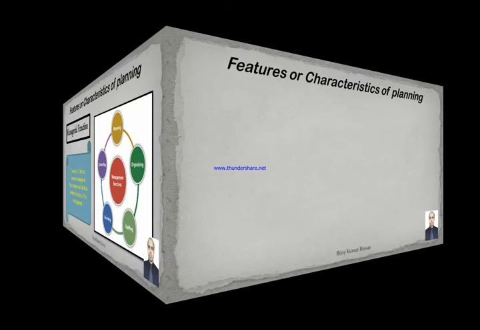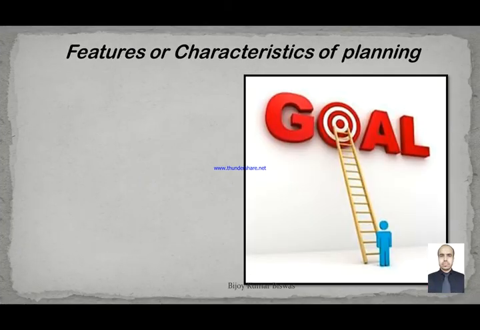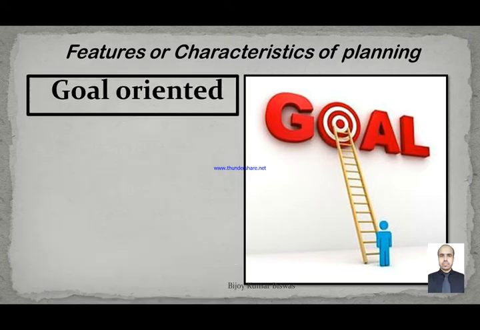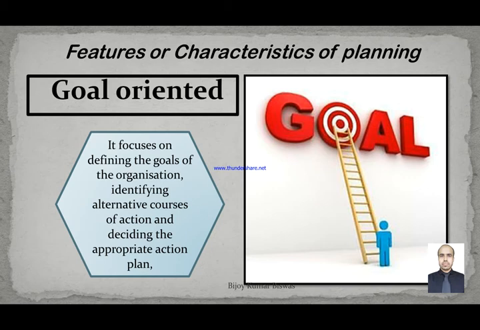Now we can see another picture, a goal. A leveler stands there and someone tries to go on the goal. So in the organization every plan is goal oriented. Every plan leads to the goal. So it focuses on defining the goals of the organization, identifying alternative courses of action, and deciding the appropriate action plan. This is goal. Always the plan must be directed towards the goal.